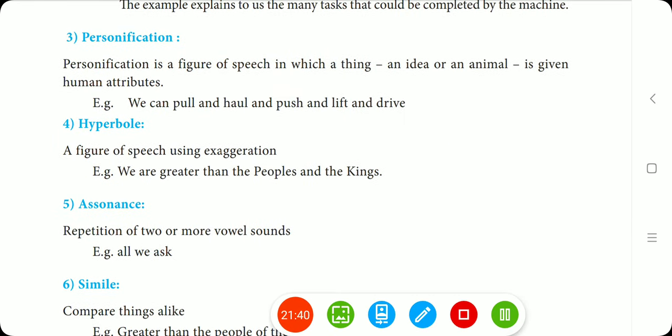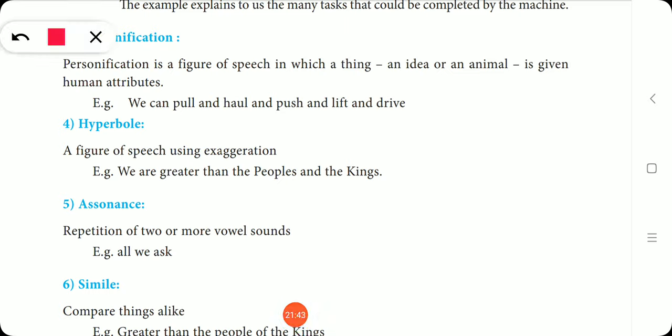Next one, personification. So already we have seen in detail about personification in the previous videos, I hope. So personification is a figure of speech in which a thing, an idea or an animal is given human attributes, that is human qualities. So we can pull. So we here refers to the machine. So machines can pull, haul, push, lift and drive. So who can do these? Only human beings can do, right? So here machines are said to have the human qualities of pulling, hauling, pushing, lifting and driving. So the figure of speech here is personification.